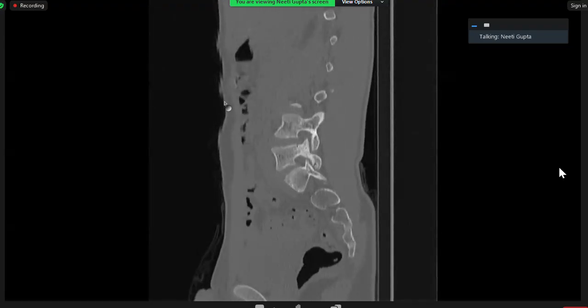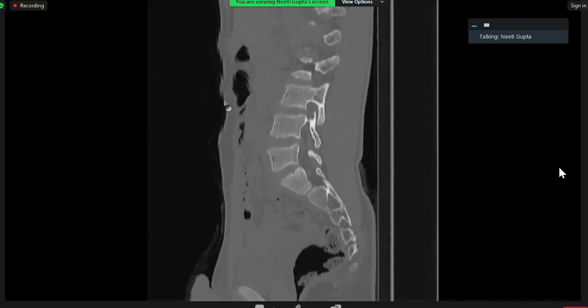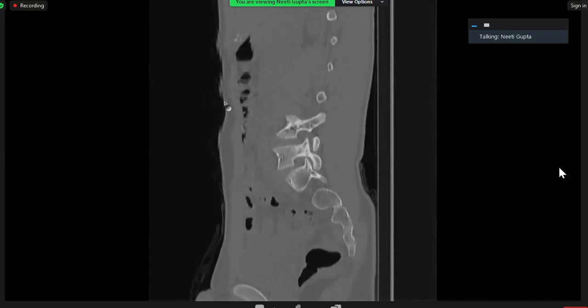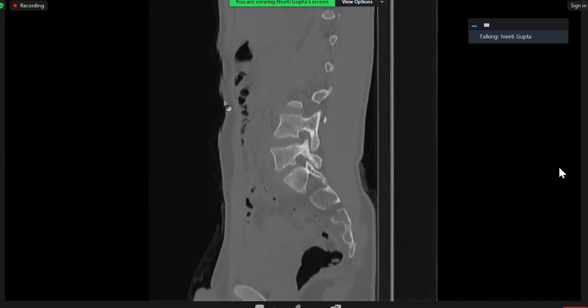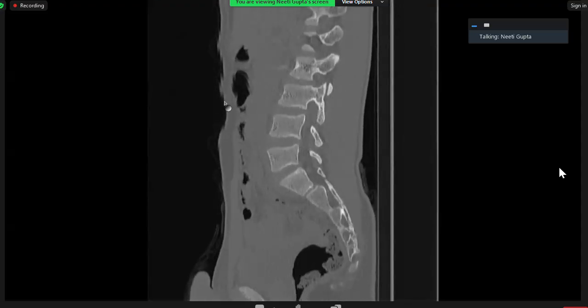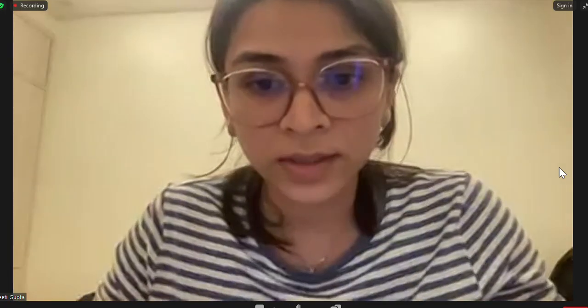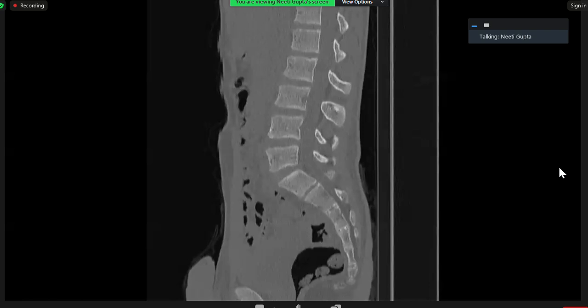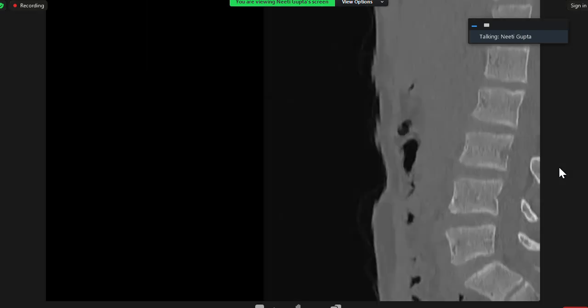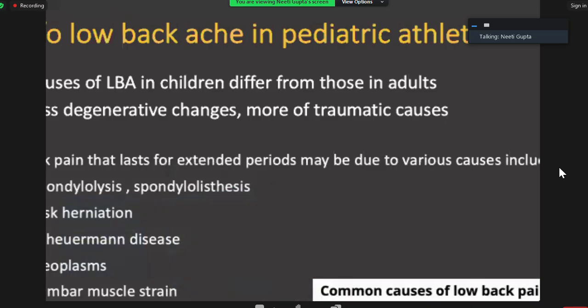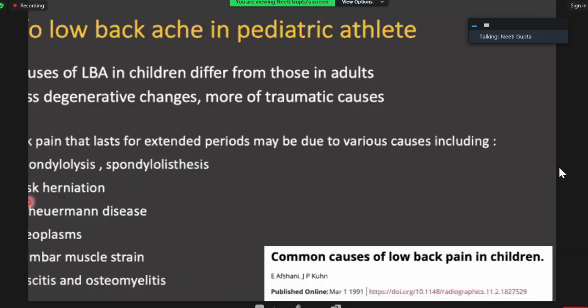So the point that I would like to highlight here is that in pediatric or adolescent athletes who are coming with low backache and you don't see anything on the sagittal T2 images of the spine, please go for a STIR sequence and look for edema in the region of the pars interarticularis, because that can provide a clue to a stress injury of the pars interarticularis or spondylolysis.